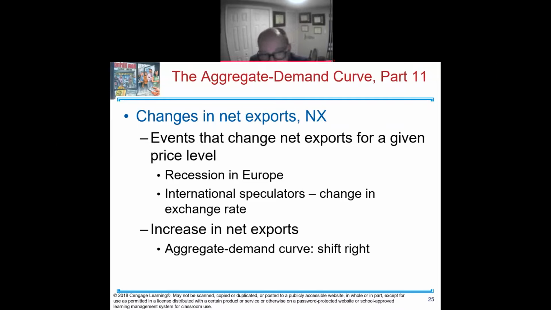When there's changes in net exports due to price changes, it's typically due to the fluctuation. Recessions in Europe, international speculation, all of these things will increase exports, and the shift will be to the right. The opposite is also true.